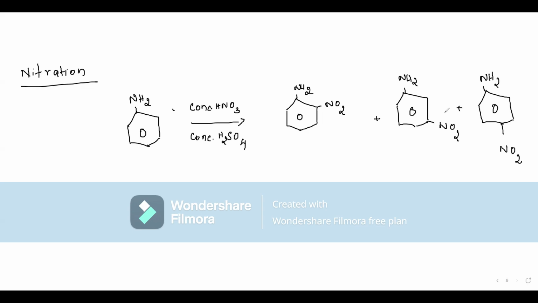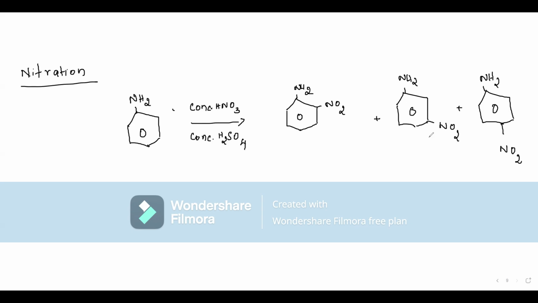Now, one question that arises here is, why is the meta product formed? We can understand that aniline is ortho-para orienting, or it is an ortho-para directing group. Then, if it is ortho-para directing, why do we get meta product? That too, a good amount of meta, around 47% is meta product. Ortho is just 2%, 47% is meta. Why are we getting so much of the meta product even when aniline is ortho-para orienting?